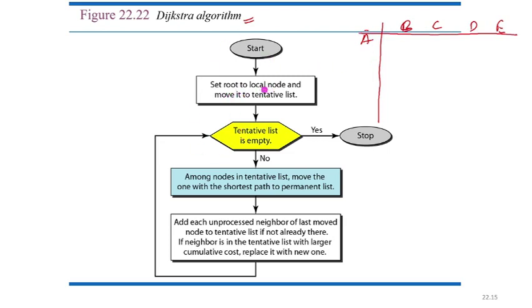So we need to first set a local node. Suppose here A is the local node, and we move it to the tentative list. The tentative list is initially empty, meaning no shortest path has been found yet. Once all the paths have been finalized, the list will be empty, and then we stop. Otherwise, if the list is not empty, we need to find the distance.